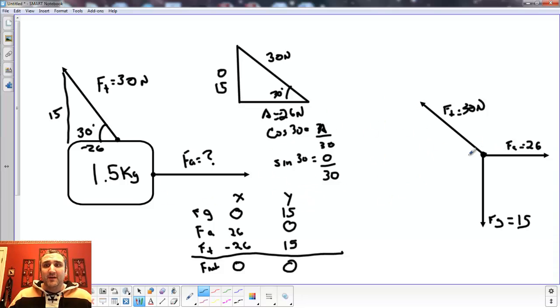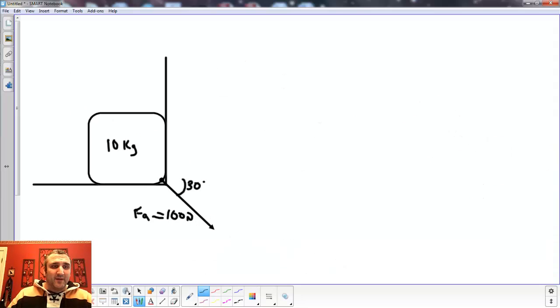If you just did the x side, and you didn't care about the y, you still would have ended up in the same thing, and your FG would have been 20 newtons instead of 15, because that's what I originally put here. This would have been for 20 newtons going down. But if you do it right and you do the whole trigonometry and look at it, you should end up with 15 going down, 26 going across, and 30 going up to the corner. That's the last time I screwed up.